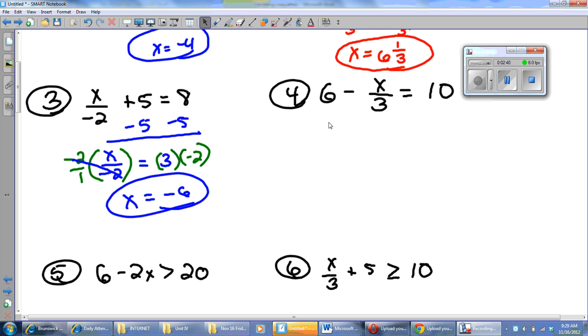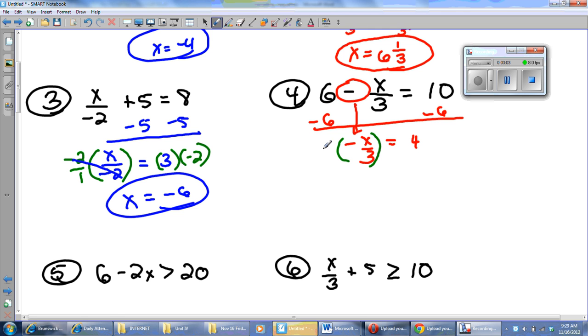Okay, let's take a look at example number 4. I'll bet Mr. Alexa knows the first step here is to subtract 6 from both sides, and he is absolutely correct. We've got a negative x over 3. Blake's going to warn him, don't lose that negative. All right, and we're going to get 10 minus 6 is 4. And then we're going to multiply both sides by negative 3.